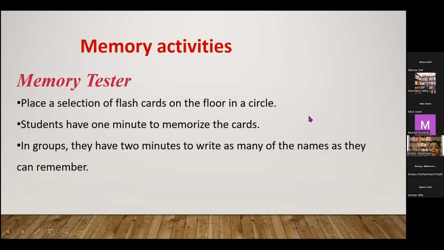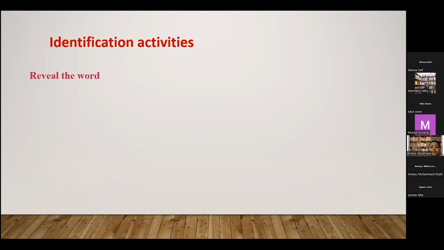Another activity for identification: reveal the word. Do you know it? Just write on the chat box if you know this activity. Write one if you know the reveal the word activity or technique, and write two if you don't know. Write one if you are familiar with this activity, and write one if you don't.